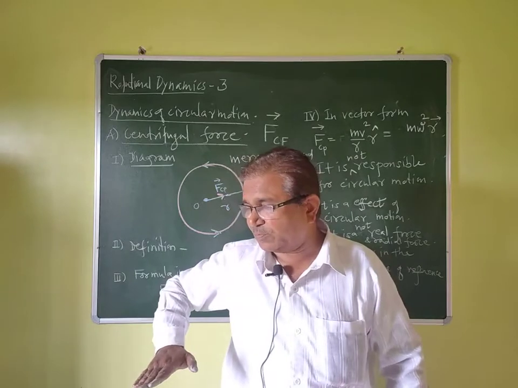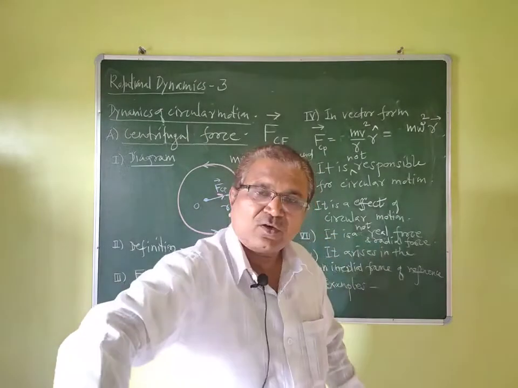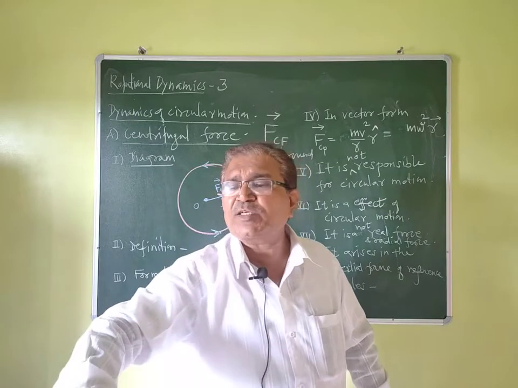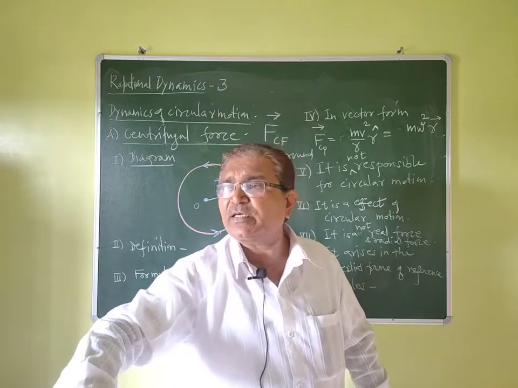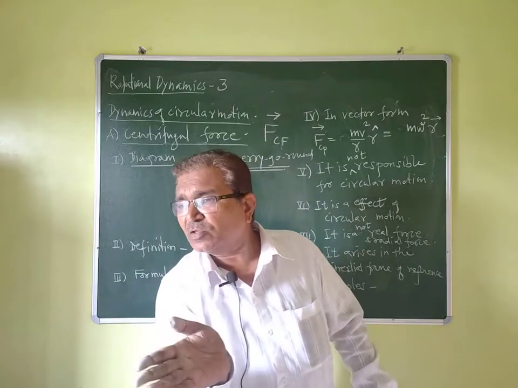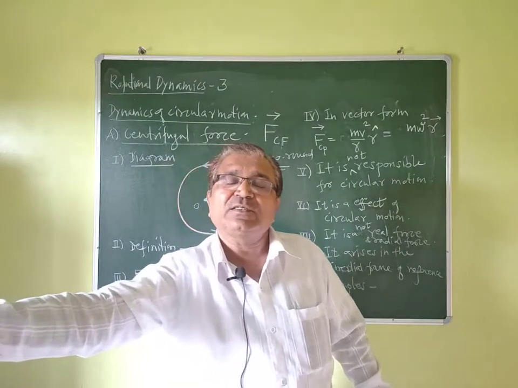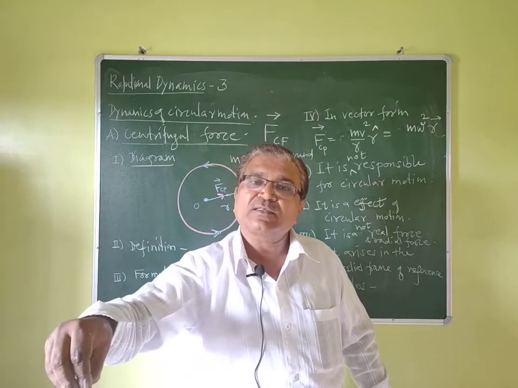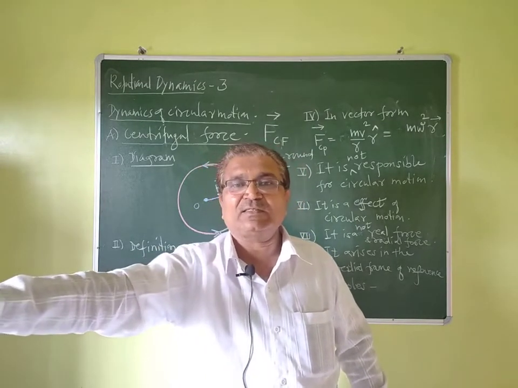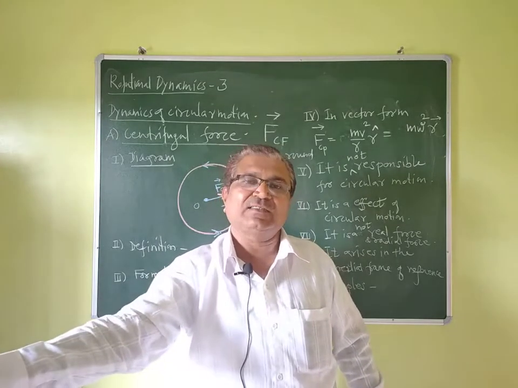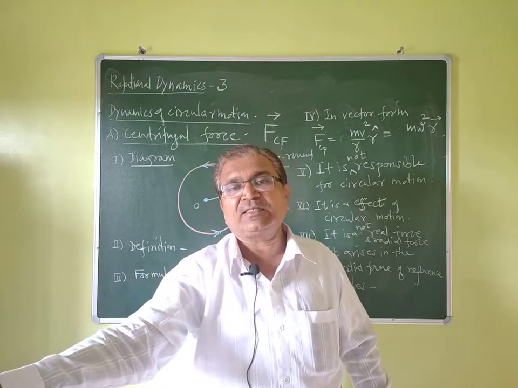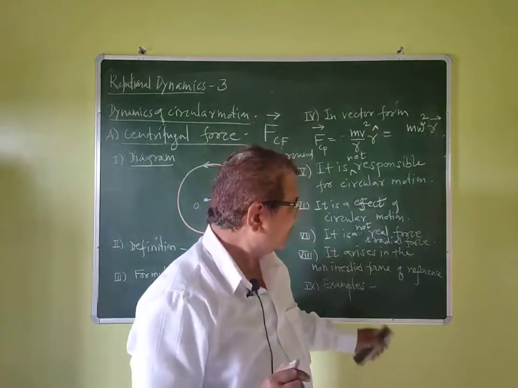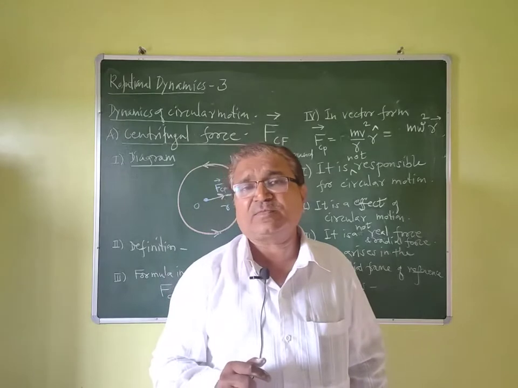At the time of turning a vehicle on a circular track, there may be a possibility of the vehicle toppling in the outward direction, because of the production of centrifugal force on the car in the outward direction, so that the vehicle is skidding in the outward direction. So these are some examples of centrifugal force.